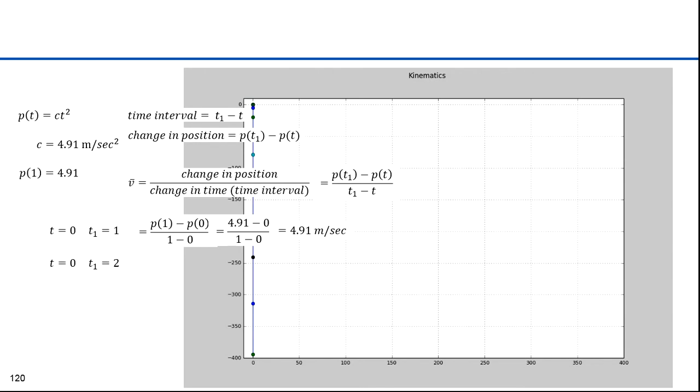Let's do that for t equal 0 and t1 equal to 2. Let's compute the average velocity in the first 2 seconds. That's p of 2 minus p of 0 over 2 minus 0. P of 2 is 19.62, and divided by 2, that equals 9.81 meters per second. The average velocity keeps increasing. This makes sense since the instant the object was dropped, it had 0 velocity, and then it picks up speed. The average goes from 0 to 4.91 to 9.81.